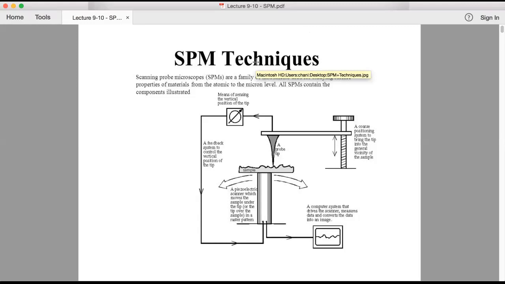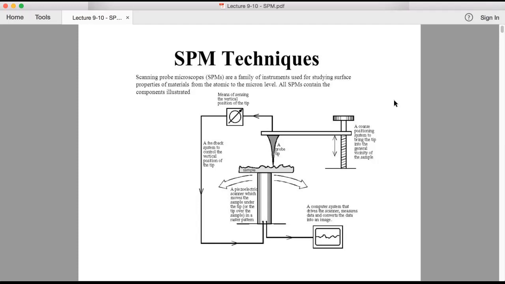Okay, so in this lecture, I'm going to talk about the SPM techniques, which is the last type of techniques we are going to discuss under the characterization techniques available for nano characterizations. SPM stands for scanning probe microscopy. These are a family of instruments used to study surface properties of materials from the atomic to the micron level. And SPM, as the name itself says, has a probe which scans the sample.